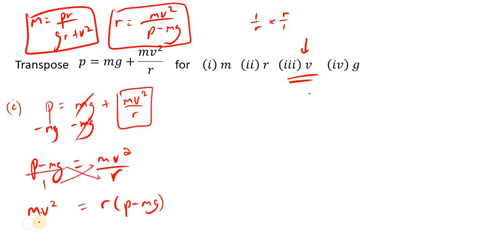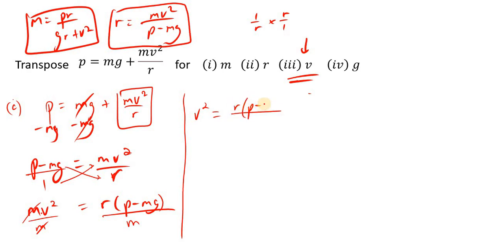So v squared is connected to m by a multiplication. So I can get rid of this m by division. And I do that to both sides. Divide both sides by m. So since I'm actually multiplying in the numerator, m times v squared, then this m can cancel m in the denominator, and I'm left with v squared is equal to, in the numerator, r times p minus mg over m.